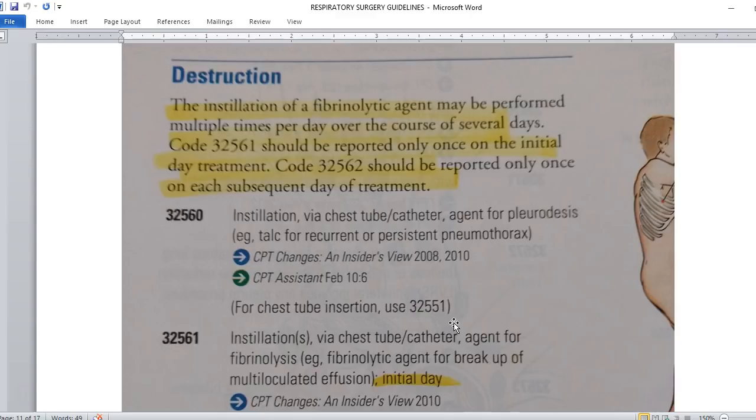Okay, so let's go back. Installation, we are placing something inside an area. Fibrolytic: lytic, breakdown; fibrino, fibers. So we're helping break down the fibers of whatever is hanging out in this area. This may be performed multiple times per day over the course of several days. So they're telling us this is not a one-time deal. Code 32561 should be reported only once for the initial day of treatment. Code 32562 should be reported only once on each subsequent day of treatment.